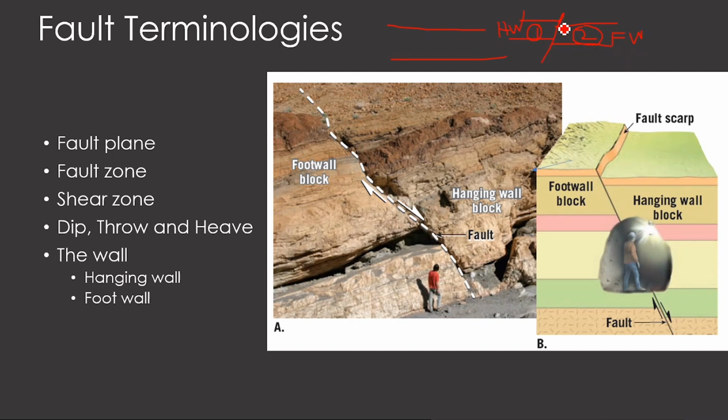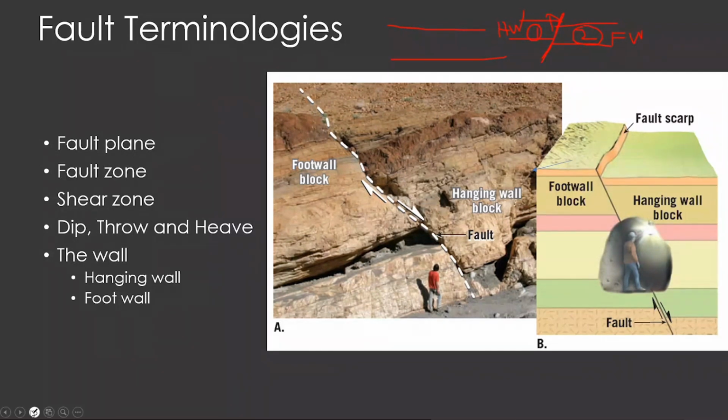Why? Because this is a block and the layer is above this. So the block which is above the fault plane is called the hanging wall, and the block below the fault plane is called the footwall. Just imagine that you are keeping a notebook in an inclined way, with something above the notebook and something below the notebook. That is the way we have to imagine this.